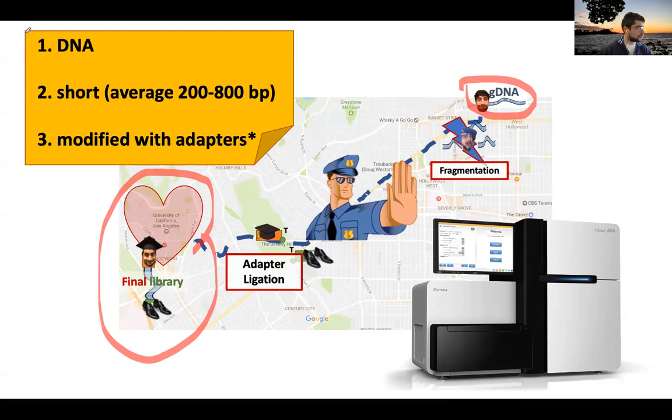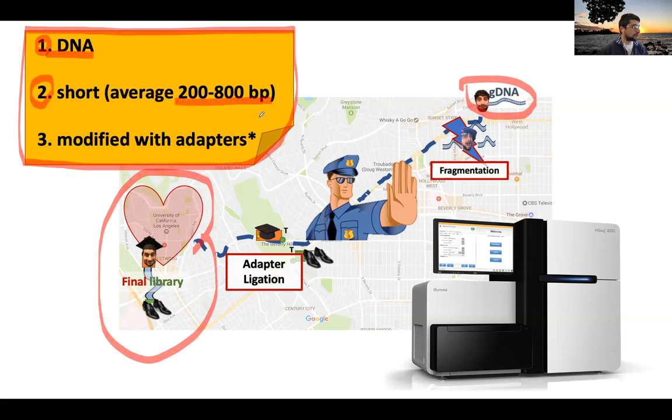And if you look at the top left part of the screen, these are the main features that are needed for a library to be sequenced on the Illumina machine. It has to be DNA, 100% every time. This is a second generation sequencing, so it has to be DNA. It has to be short, usually between 200 to 800 base pairs in size, and it has to be modified with the adapters.